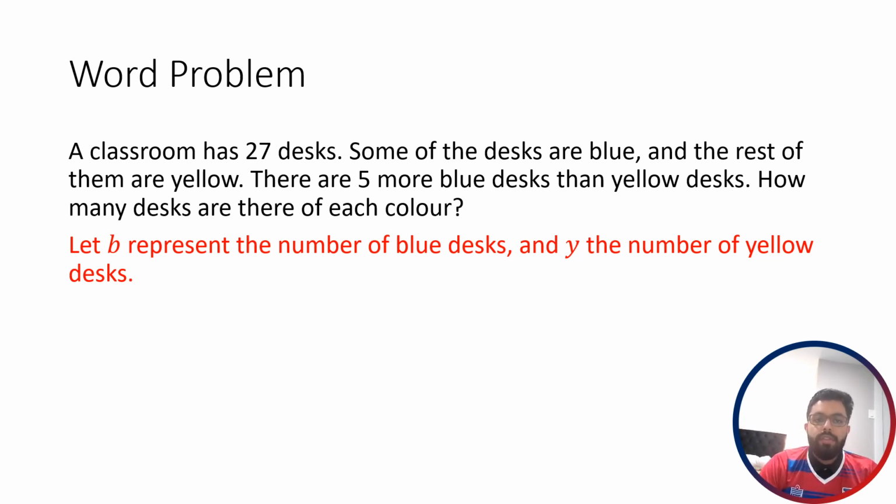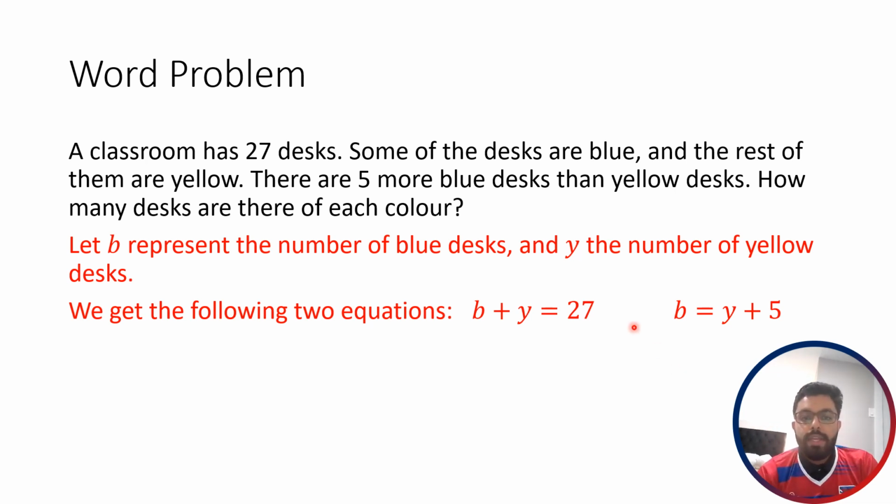So we now have the following two equations, and it's a little bit tricky maybe to figure out what the two equations here should be. The first one is we know that there are 27 desks in the classroom. Some of them are blue, some of them are yellow, right? But that's it. We know that that's all the desks, right? I said some of the desks are blue and the rest of them are yellow. So however many of them are blue and however many of them are yellow, we know that in total there's 27 of them. So we say that the number of blue desks plus the number of yellow desks is equal to 27.